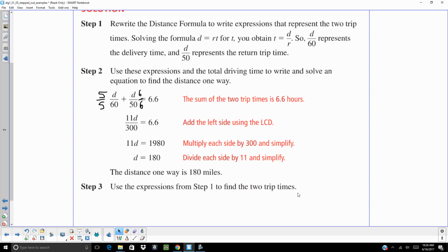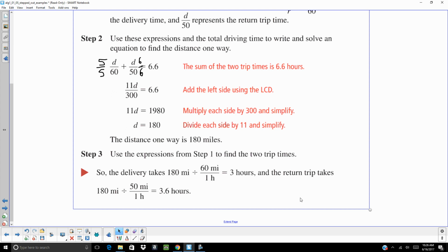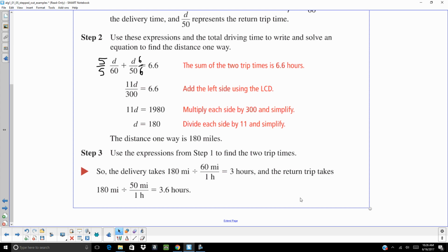Using the expression from step 1, find the trip times. 3 hours there, 3.6 hours back.